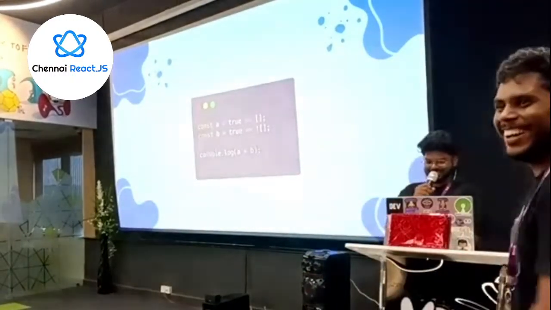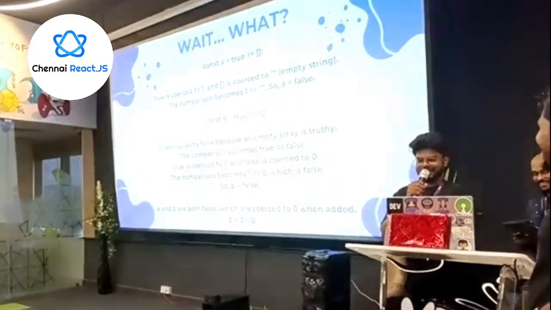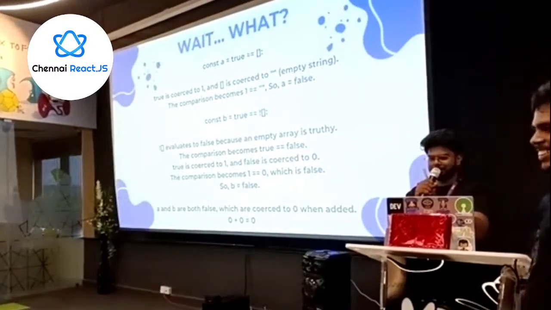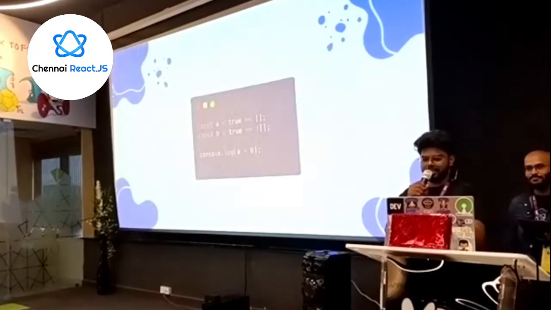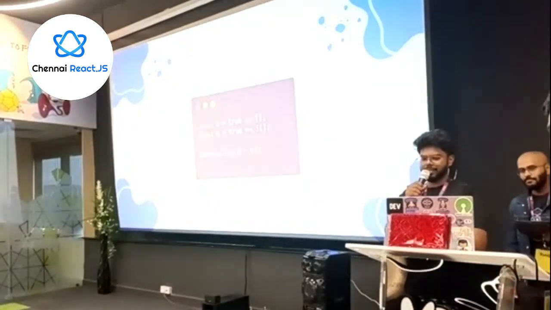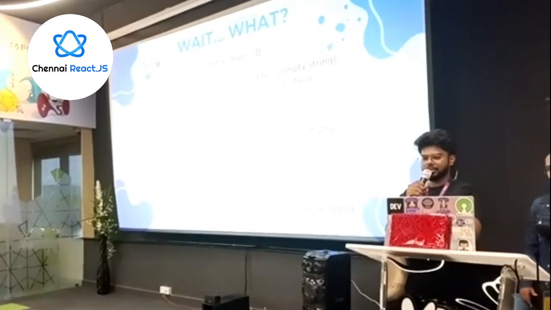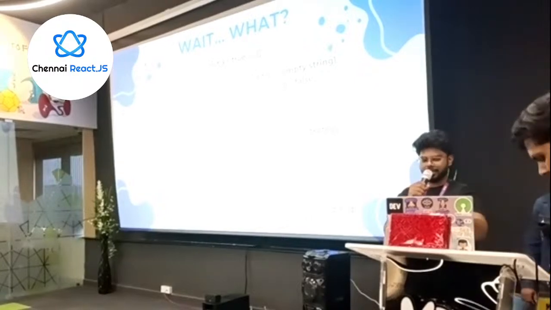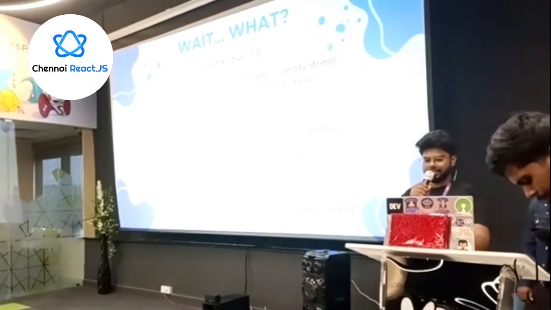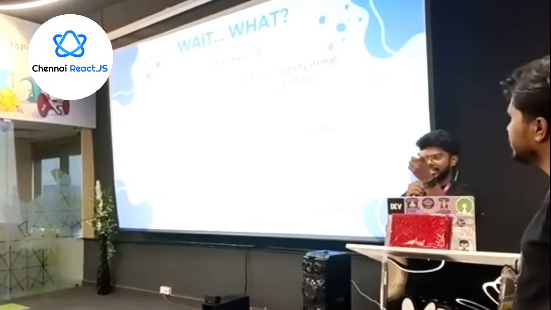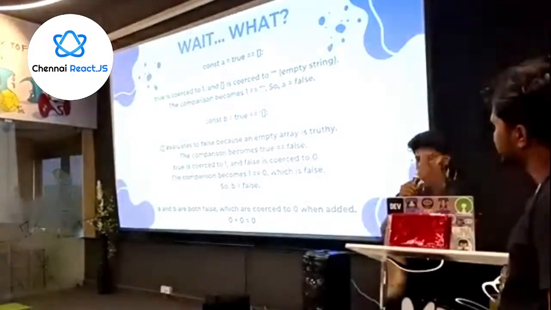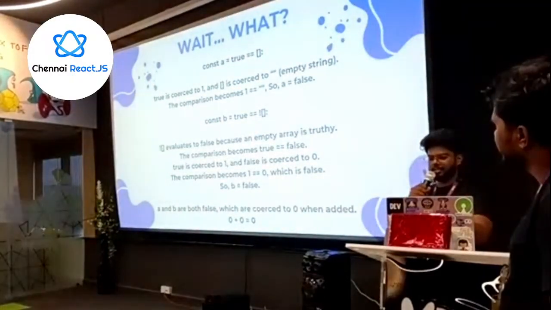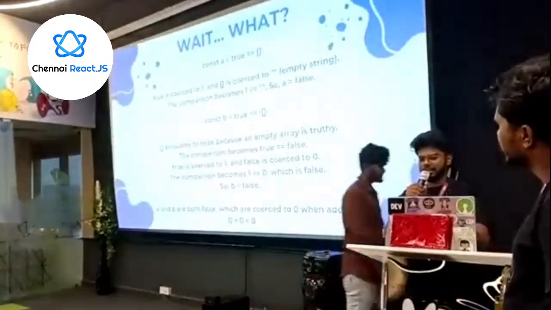Okay. So how it works is same coercion. Empty array is empty string. So we are comparing true equal to empty string. That is false. So A is false. And same thing, true double equals bang of empty array. Empty array is true, even though it's empty. So not of true is false. So it gives true equals false, that is 1 equals 0.